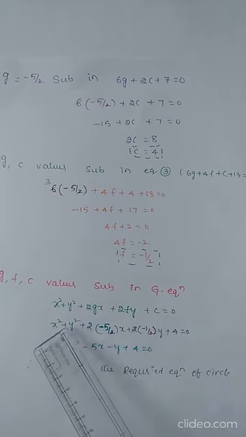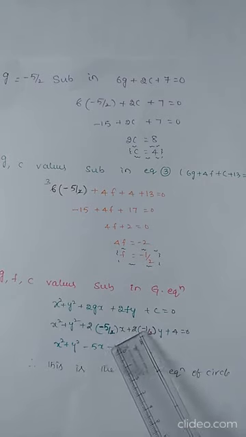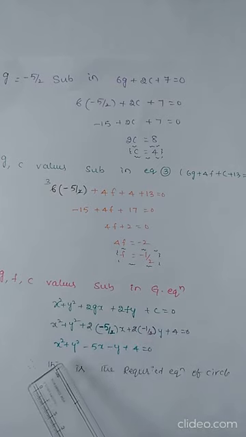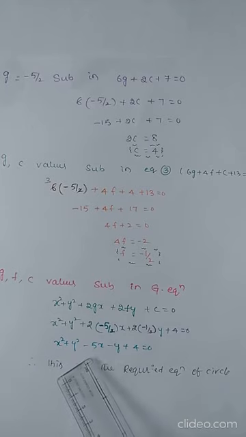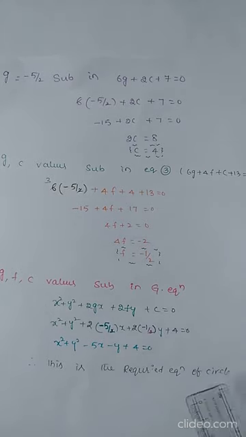Therefore x square plus y square plus, minus 5 into x, minus 5x, plus minus 1 into y, plus 4 is equal to 0. Therefore what is the equation here? x square plus y square minus 5x minus y plus 4 is equal to 0. This is the required equation of the circle.